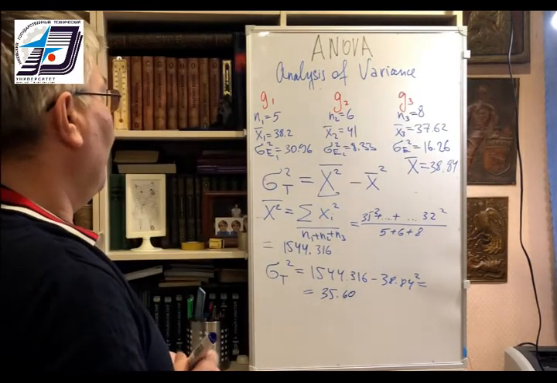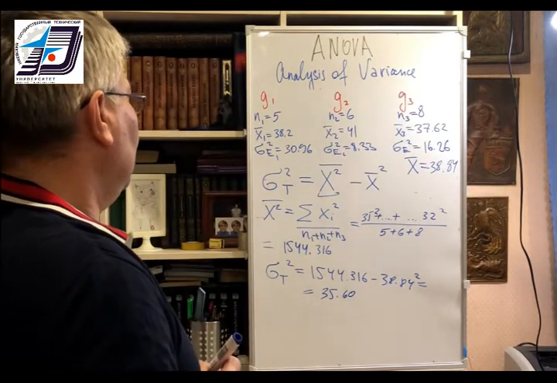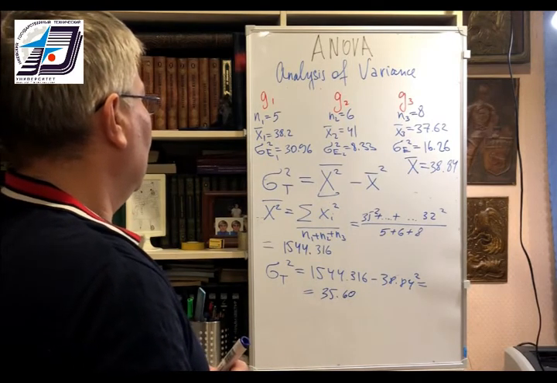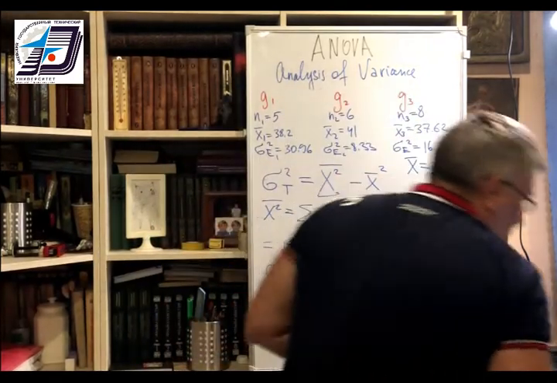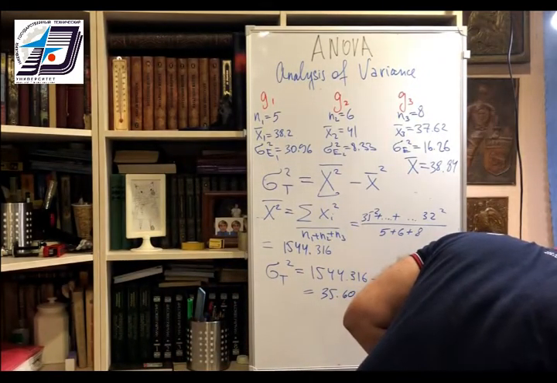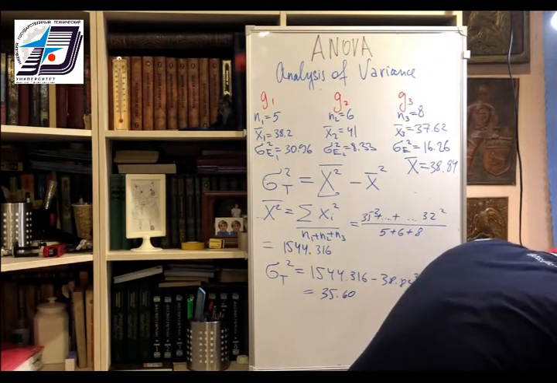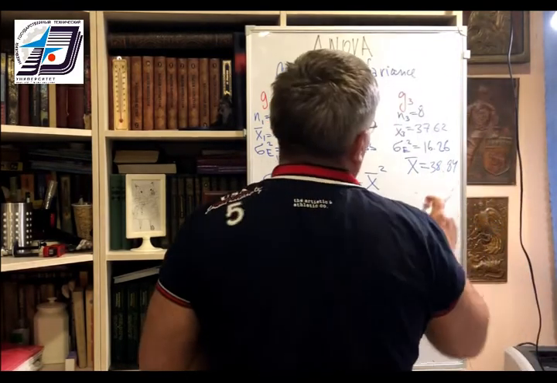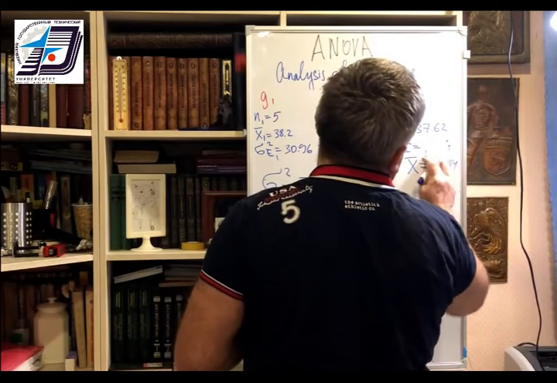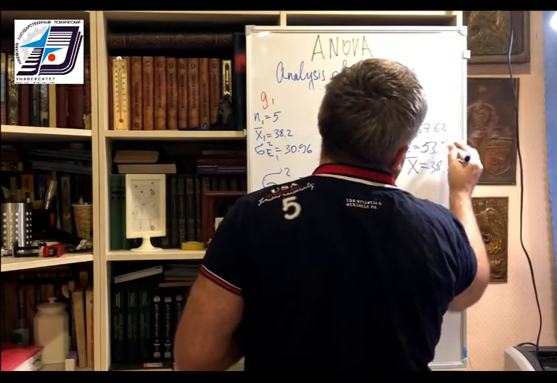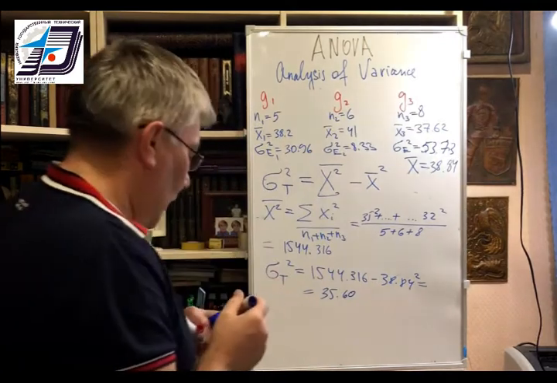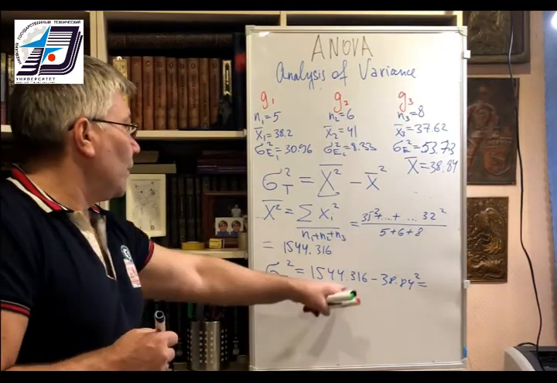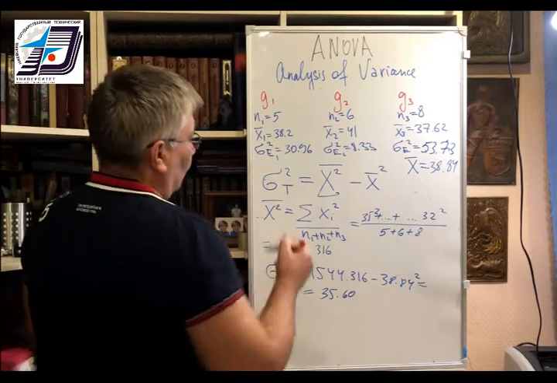Not so bad. I'm sorry, I have here 5373. Okay. So the total variance is 35.30. You use this formula.